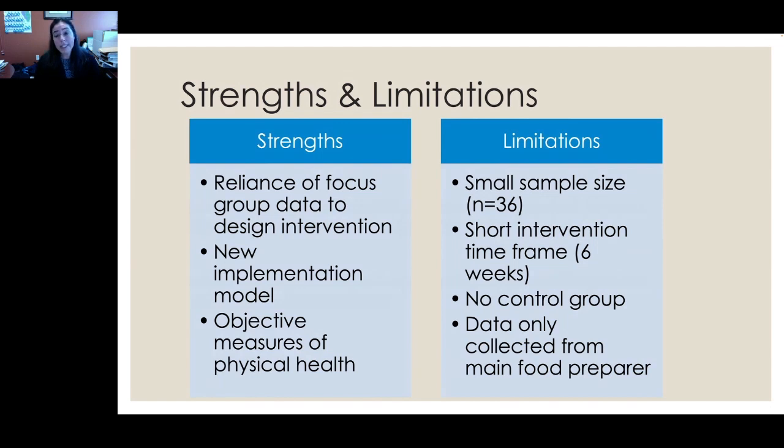Some limitations, we had a small sample size, so it is a pilot study. It was a short intervention. We didn't have a control group, as I mentioned before. We only collected data from the main preparer of food, and then there was some self-report observations from the children that the main preparer also gave us.